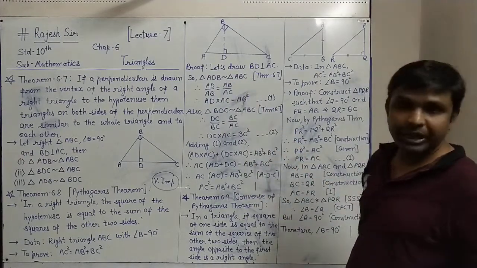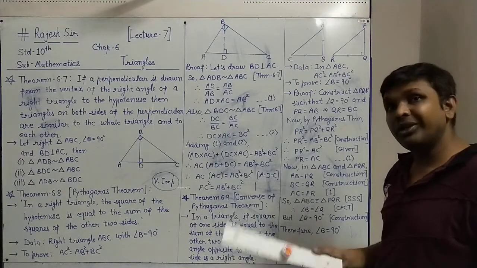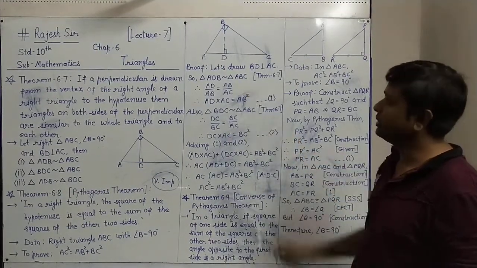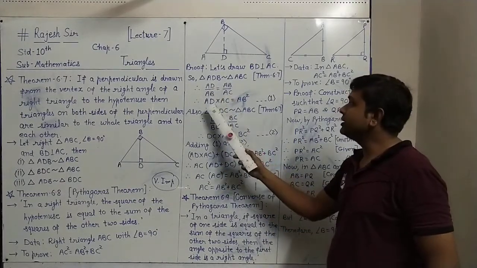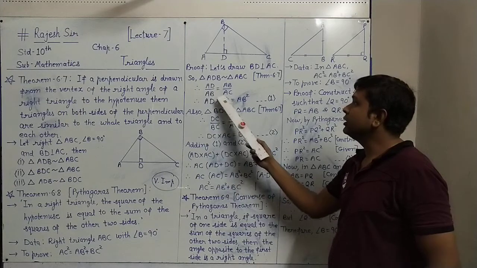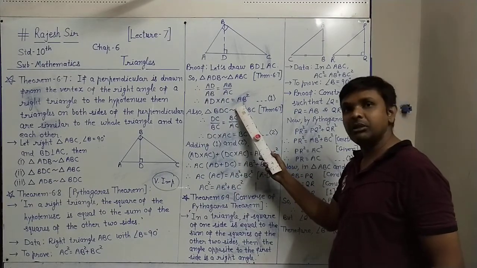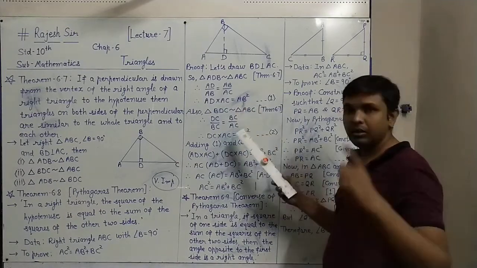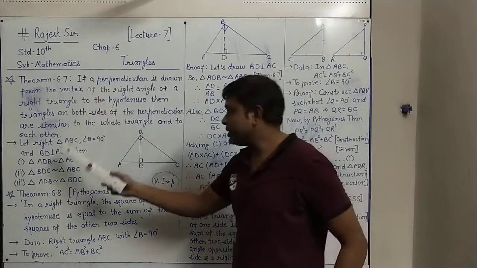From the definition, for two similar triangles, corresponding sides are in proportion, that result we are taking. Now cross multiply: AD into AC on this side equals, right side, AB into AB, you can write AB into AB as AB square. So this is result 1.